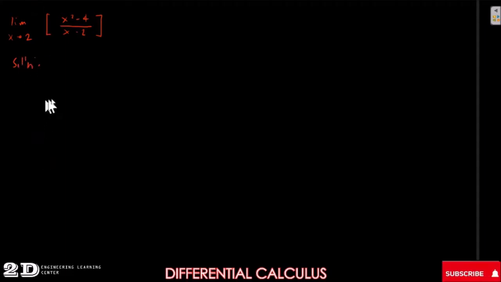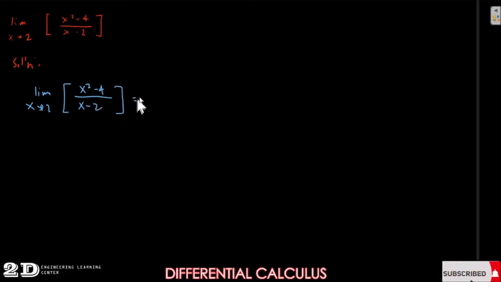So we have another color. So first, we will try to solve this one by using algebraic manipulation. So we have x approaches 2, so this is x squared minus 4 over x minus 2. So we have the limit of x as x approaches 2. So if we are going to get the factor of this one, this would be x plus 2 and x minus 2.